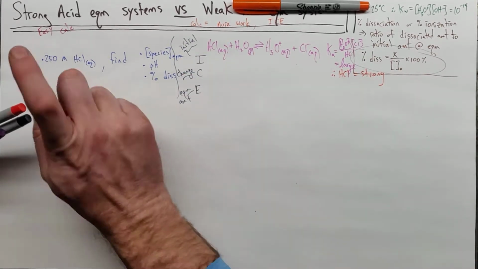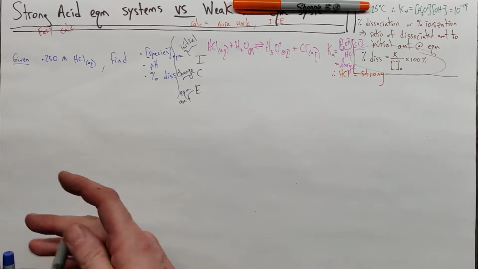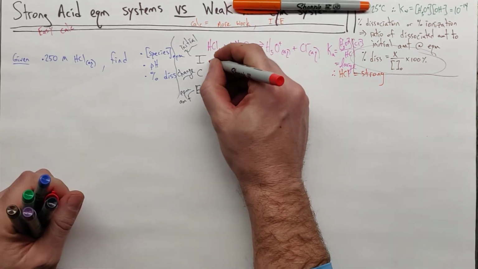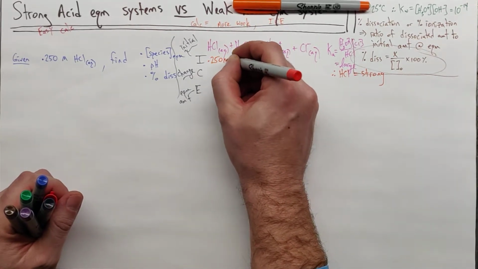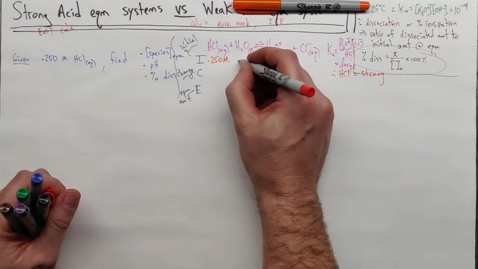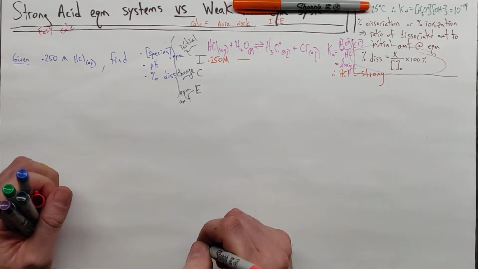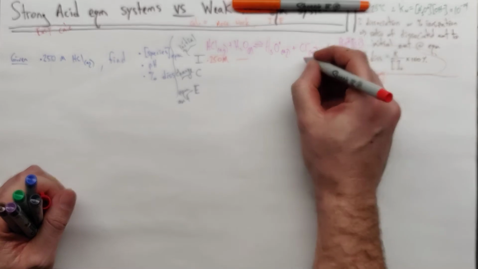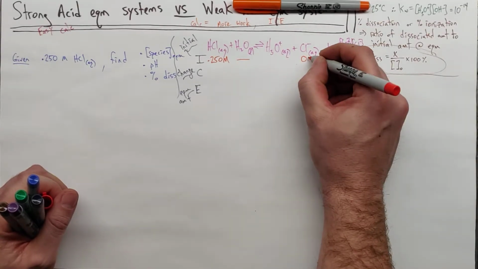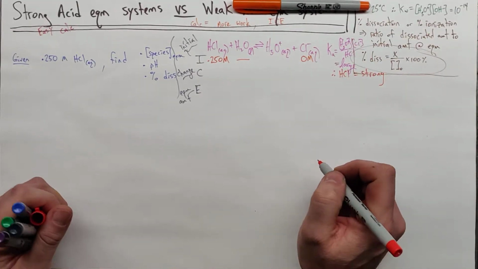So for instance, we have a 0.250 molar HCl solution. Well, that means my initial concentration of HCl is 0.250 molar. Water is a pure substance, so I'm not worried about its initial concentration. I haven't made any chloride yet, so it'll be 0 molar, and that leaves the H3O plus.